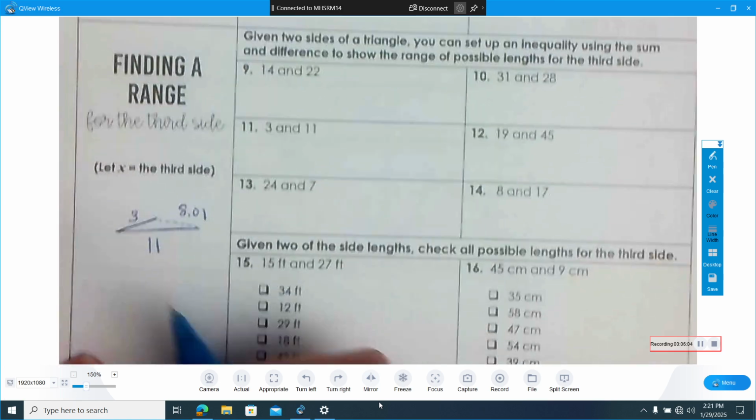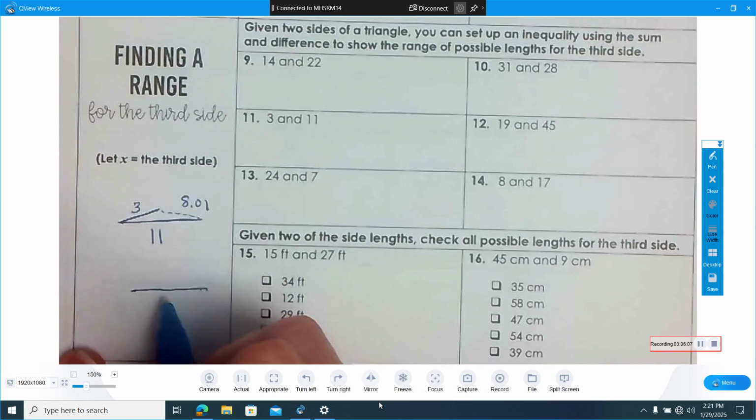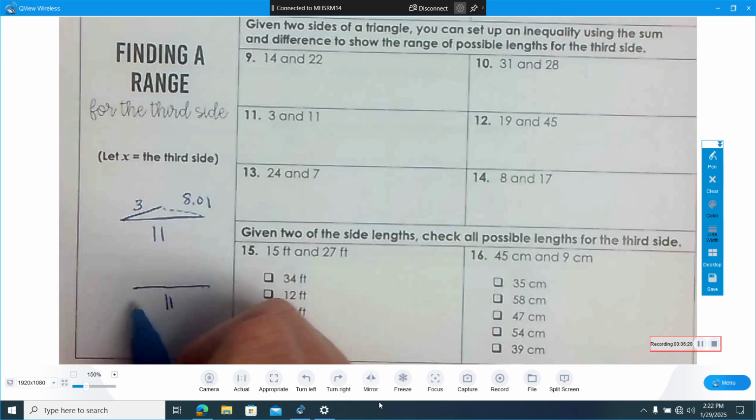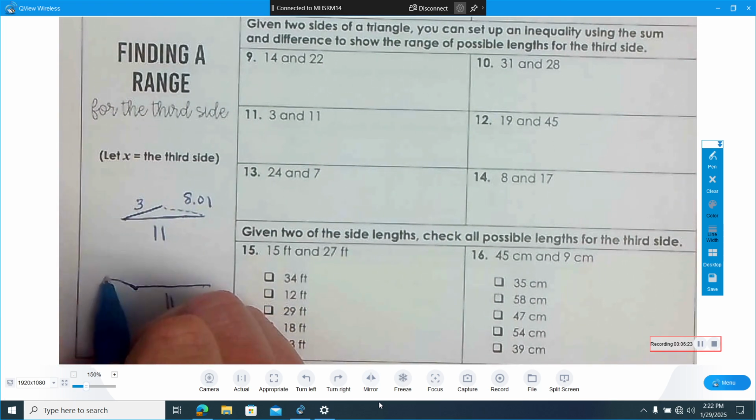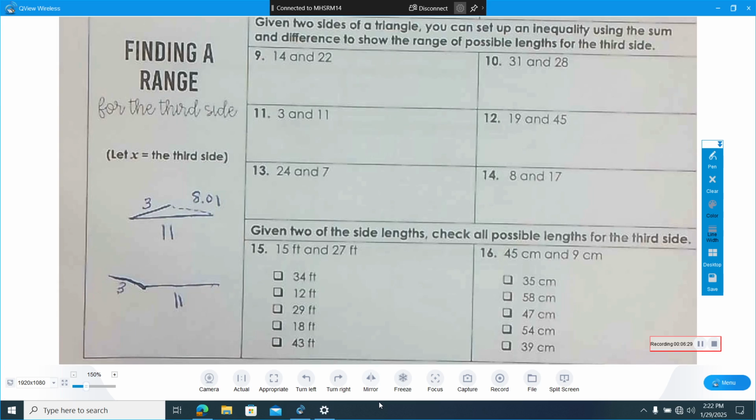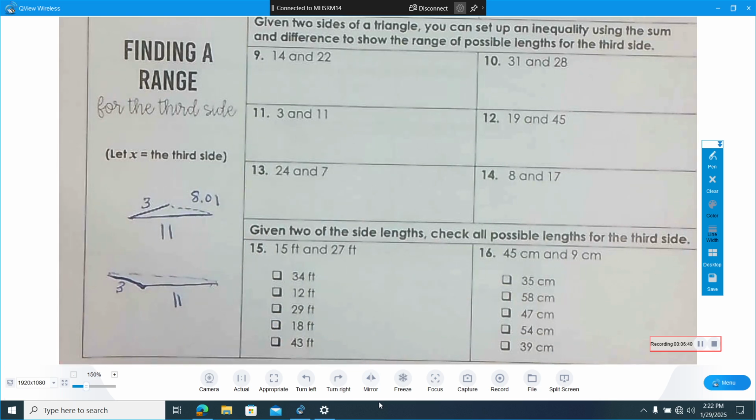Now, if I rearrange this triangle, let's say I'm going to have a side of 11 again. But now I want to find the longest possible side length that I could have. So I'm going to swing my 3 arm. I'm going to take this 3 and swing it so that I make my triangle as wide as I possibly can. It's going to be a really funny looking triangle, okay? So if I swing that 3 arm as wide as I possibly could, what would this third side be? Would 14.01 work?